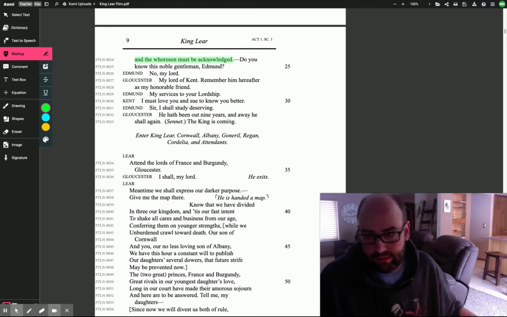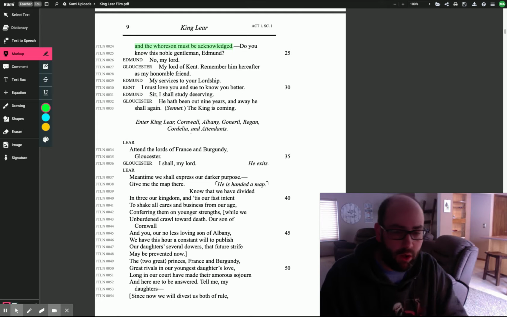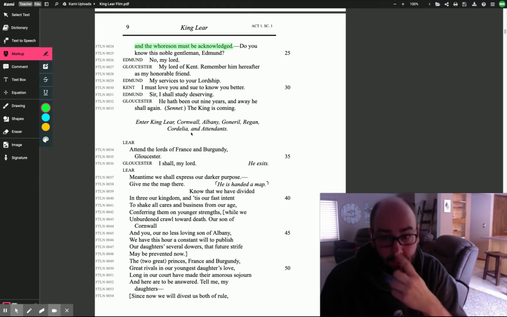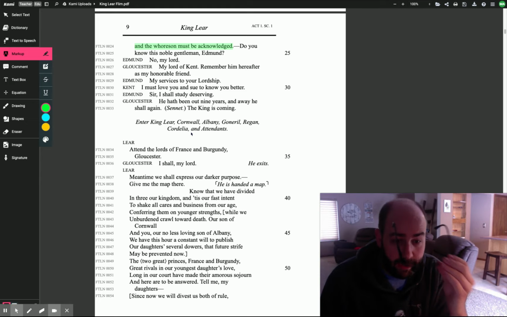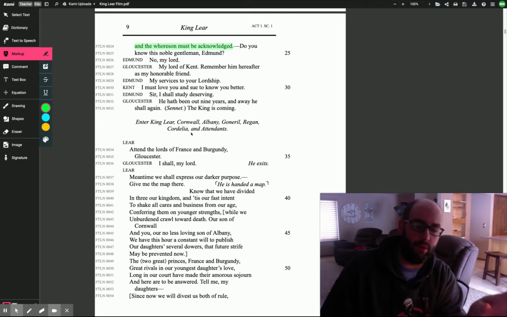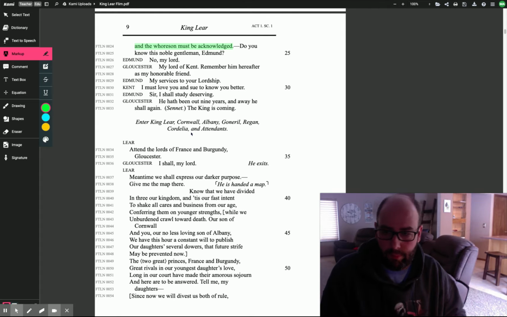It's the trumpets, right? Senate trumpets. "The king is coming." So now the king, Cornwall, Albany, Goneril, Regan, Cordelia, a whole bunch of attendants, all gather around this table. They are ready to talk about dividing up the kingdom. There's a map on the table, and they all don't sit down until Lear sits down because it's this whole proper thing.